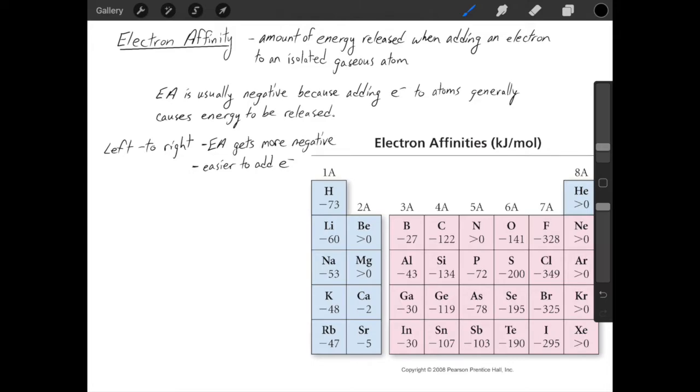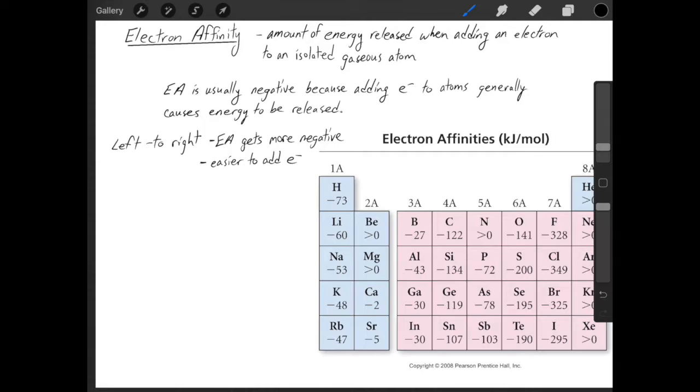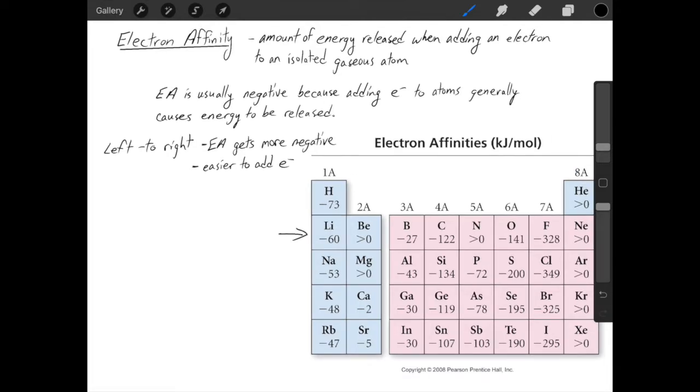So look at the second row elements, from lithium to fluorine. And you can see that although there are definitely exceptions, the trend is largely that the right-hand side is more negative, and the left-hand side is closer to being positive. If you look specifically at the p block elements in the second row, you can see a pretty obvious exception to the trend. So nitrogen is a positive value when you would expect it to be somewhere in between minus 122 kilojoules per mole and minus 141 kilojoules per mole.